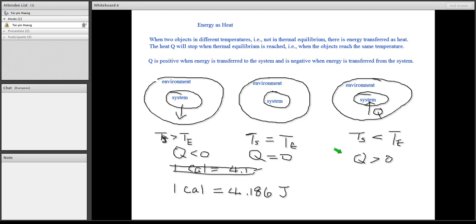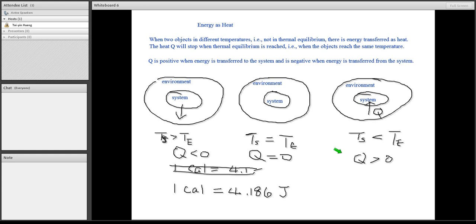So this basically tells you that when you have a system and environment that are not in thermal equilibrium, then there's a heat transfer. And the direction of heat transfer depends on which one has a higher temperature. If the system has a higher temperature, then heat is going to flow out of the system. If the system has a lower temperature, then heat is going to transfer to the system.